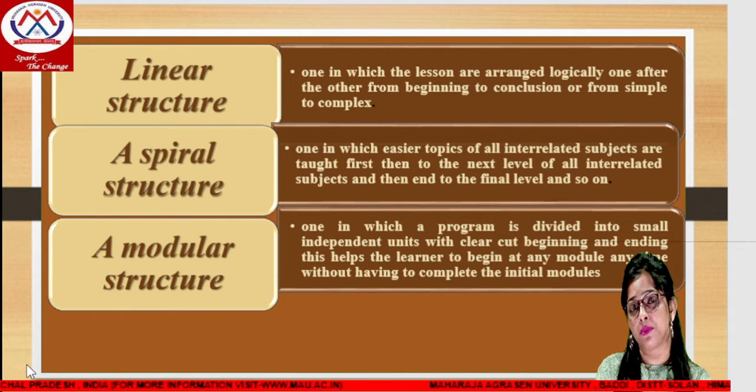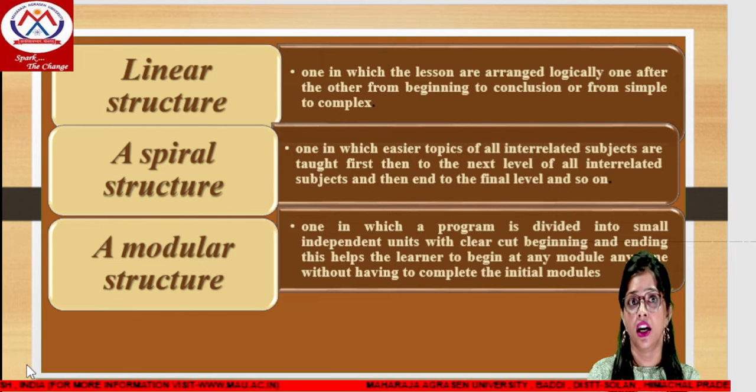So there are three types of structures: linear structure, spiral structure, and modular structure. Linear is opposed to the modular structure. Linear structure means one in which the lessons are arranged logically, one after another, from beginning to completion, from simple to complex. But modular is opposed to it, one in which the program is divided into small independent units, meaning the learner can pick from any module anytime.